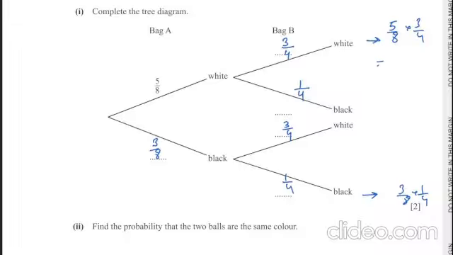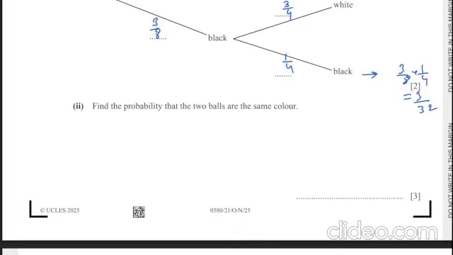So that will be 15 upon 32, and this will be 3 upon 32. So when you add these two, 15 upon 32 plus 3 upon 32, you will get the answer as 18 upon 32, which can be simplified. We can divide it by 2, so 9 upon 16.